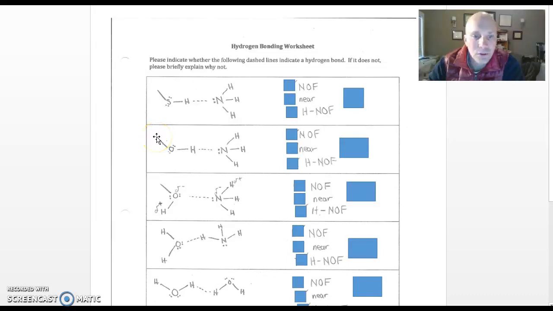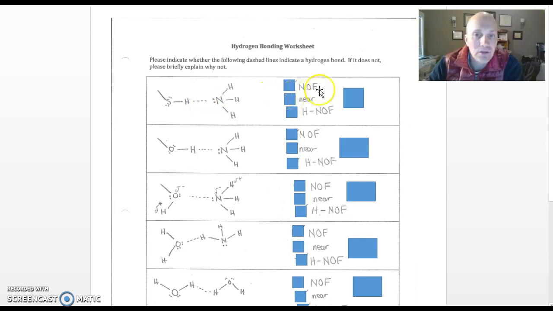Okay, so this is a little practice on being able to identify hydrogen bonds. In each of these examples, I want you to take a look at the molecules or the parts of the molecules that are shown, and wherever there's a dotted line, we want to say yes, that would be a hydrogen bond, or no, that would not be a hydrogen bond.